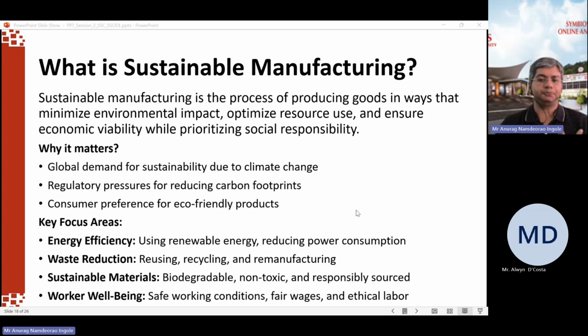Fair wages and ethical labor. Ethical labor will involve sourcing labor ethically also, so that you are not discriminating amongst your community while you are selecting or having contracts with them, etc. So labor well-being is also one of the most important focus areas, I would say.